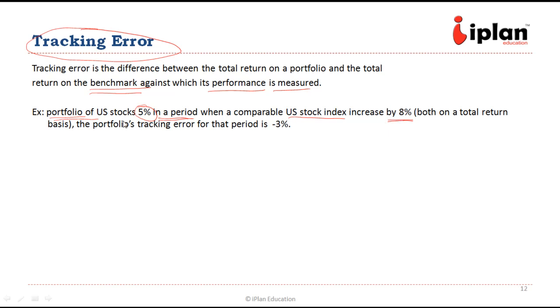So we need to calculate the tracking error of the portfolio, which will be actual performance minus the benchmark performance. So it will be minus 3% in this case. A negative tracking error suggests that our portfolio is underperforming the benchmark index, and a positive tracking error suggests that we are outperforming the benchmark index, which is the desirable behavior from an investment. So the tracking error basically gives us the idea about the performance of the portfolio. Let us move to the next slide.